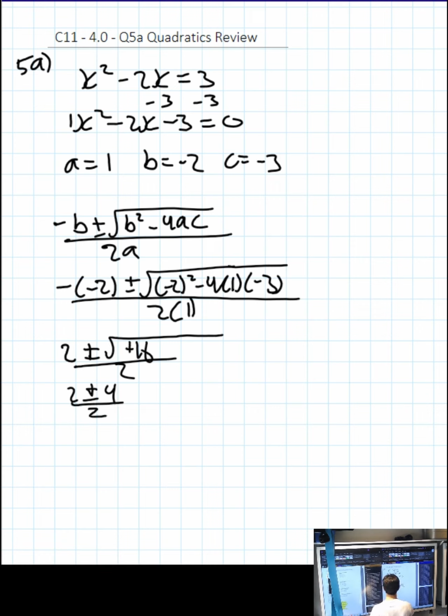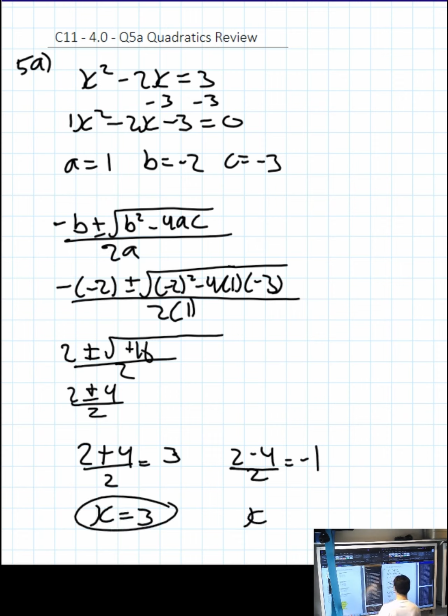Then we can make two equations side by side. 2 plus 4 all over 2, which is 6 over 2, which equals 3. And then we have 2 minus 4 all over 2, which is negative 1. So let's sum up the answers. x equals 3, circle your answer, and x equals negative 1. Keep in mind, we could have factored that. We could have used the square root method. I just wanted to use the new quadratic formula with nice, clean, easy answers. They are no longer going to be those easy answers.